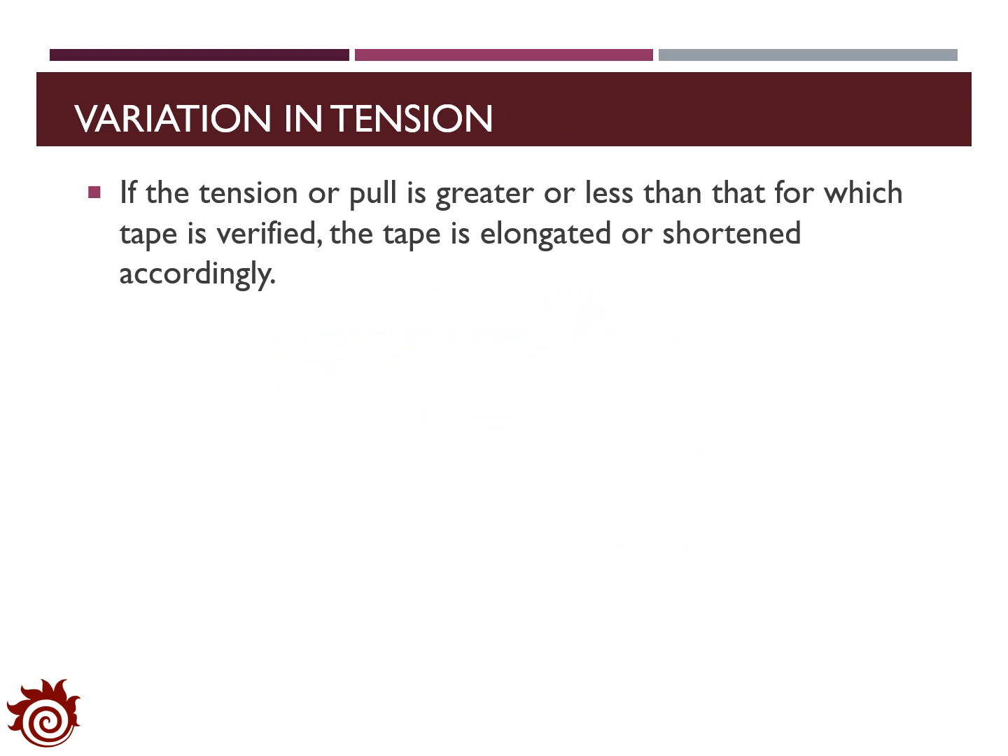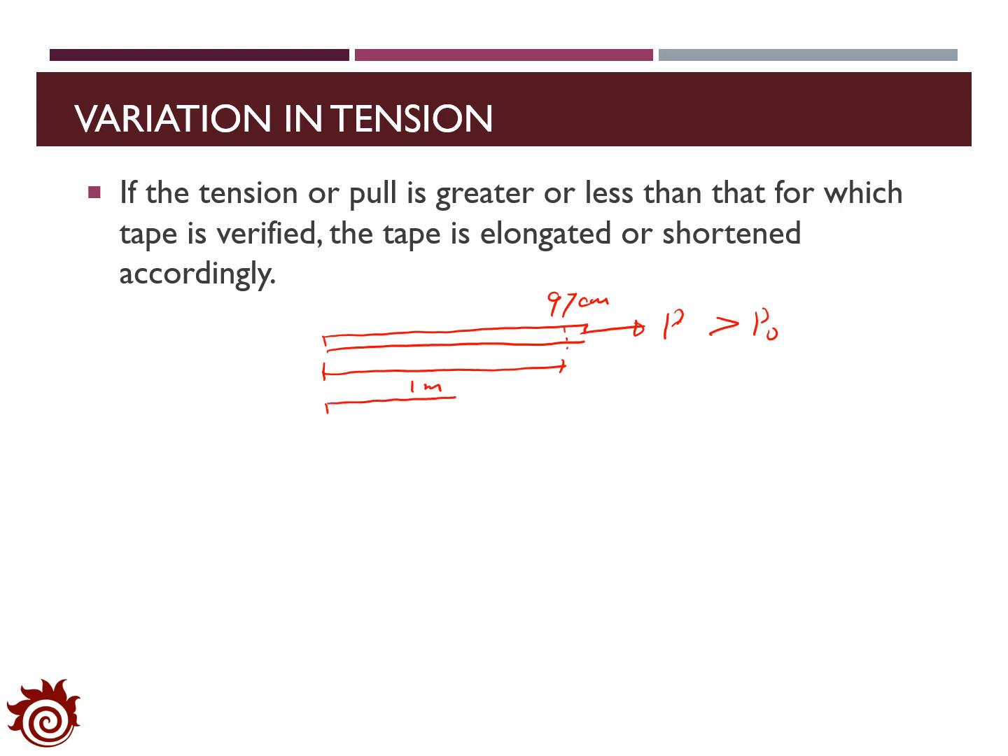The second error we're going to consider is variation in tension. In general, there is a standard tension applied to the tape to ensure that all the readings from the tape are correct. However, if the tension or the pull is larger or less than that value, then the tape will be elongated or shortened accordingly. Let's take the example of the 1 meter measurement again. So we have the 1 meter object. If we apply a very high tension and it's larger than the standard tension, then the reading from this tape might be smaller. It could be 97 centimeters. But if we don't have the very high tension, say that P is smaller than P0, then the reading from the tape may be like 102 centimeters.